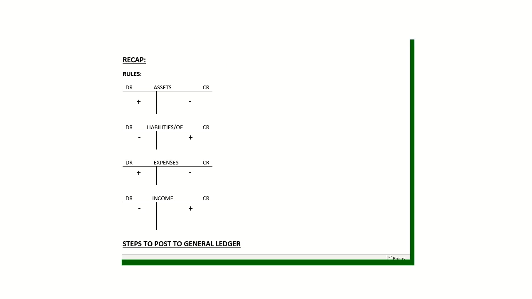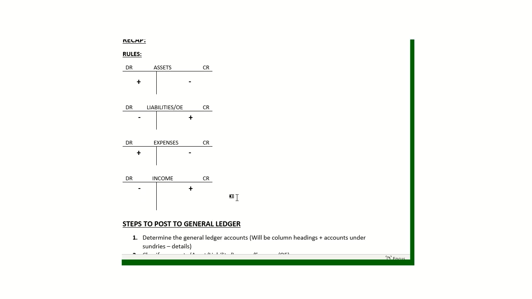So in order for us to do that, we need to know the rules of how the different types of transactions will react. And that is where assets increase debit, decrease credit. Liabilities and owner's equity, decrease debit, increase credit. Expenses increase debit, decrease credit. And income decrease debit, increase credit.